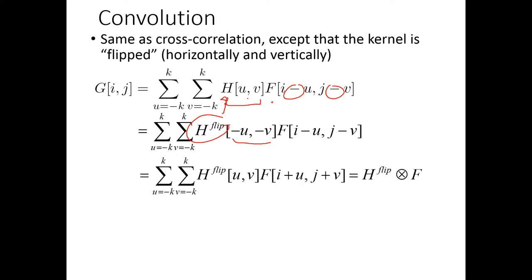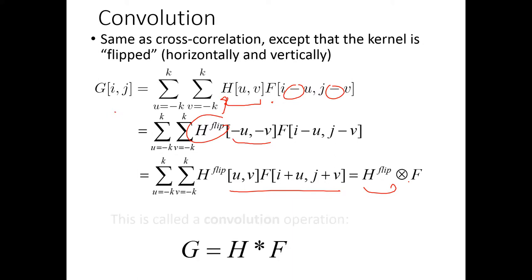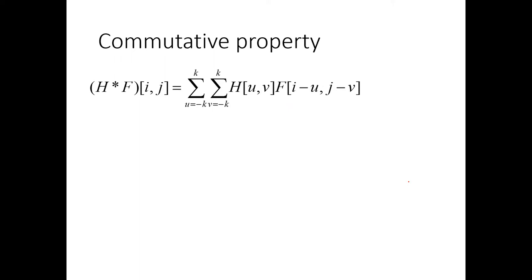So then I can change the index here. As you can see, I sum over u from minus k to k. I can think of it as summing from k to minus k, then I can flip the index again. I'll get this here. Then immediately you can see that doing a convolution is actually equal to flipping the image and doing the correlation, or flipping the filter and doing the correlation.